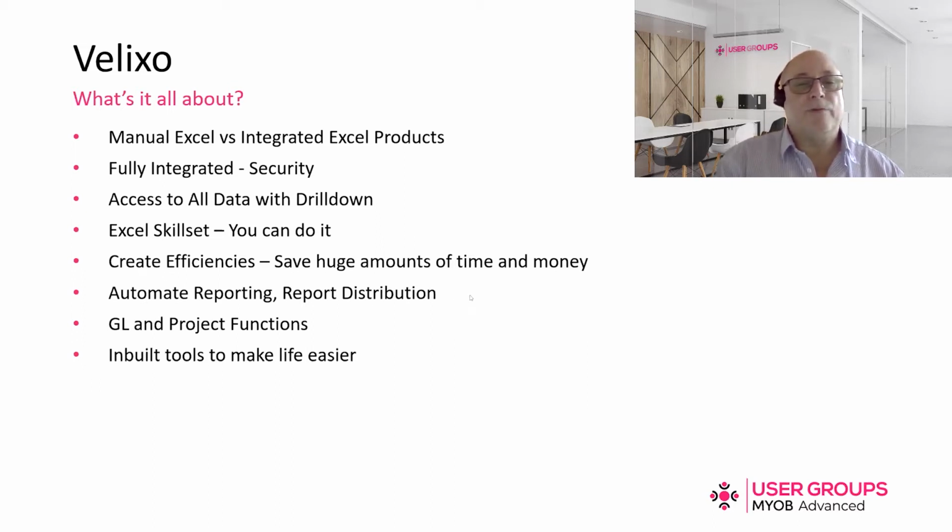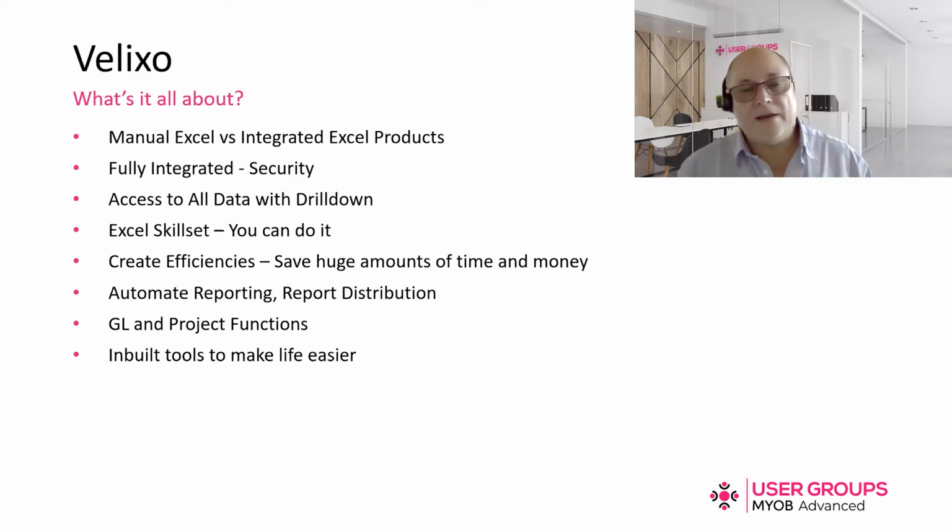You can automate your reporting. You've got the ability to distribute and do all sorts of things. Out of the box, it comes with functions for general ledger and project functions that allow you to do any of those reports very quickly and very easily. In addition, it's got other tools that make life easier, like the generic inquiry function, which I'll show you at the end. And it's also got little tools in it that just make life easy when you're building your reports and working with them.